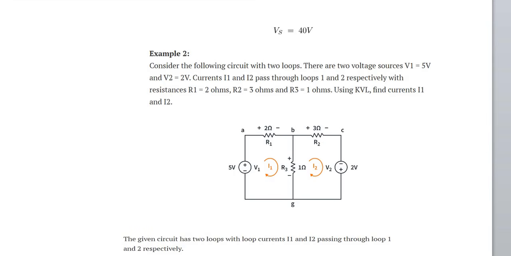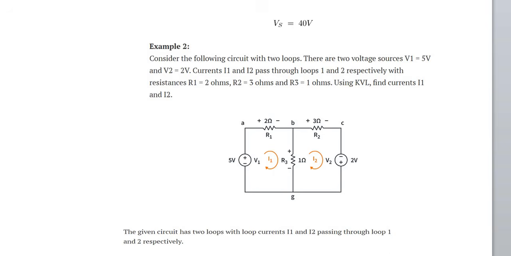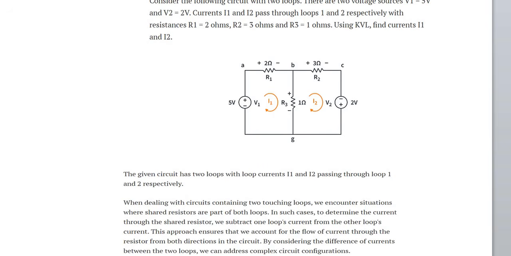And consider the other example. The below circuit is having two loops. There are two voltage sources. V1 is equal to 5 volts and V2 is equal to 2 volts. The currents I1 and I2 pass through loops 1 and 2 respectively, with resistances R1 equal to 2 ohms, R2 equal to 3 ohms and R3 equal to 1 ohm. Using Kirchhoff's voltage law, find currents I1 and I2 flowing through loops 1 and 2 respectively.